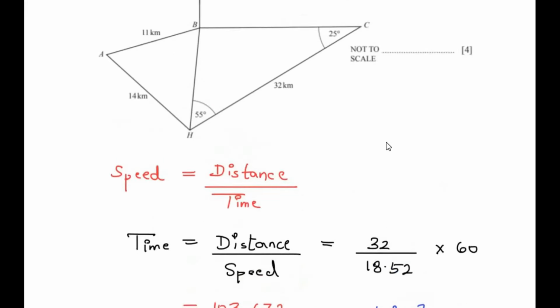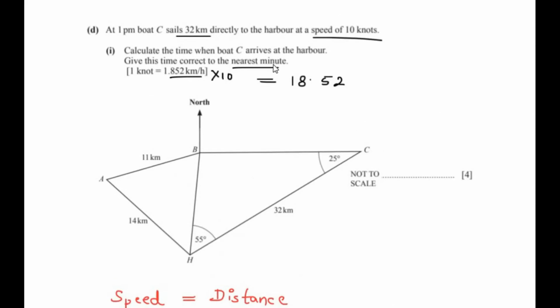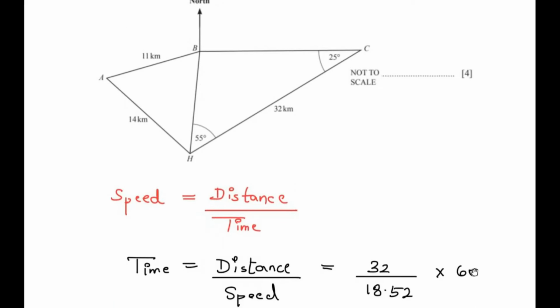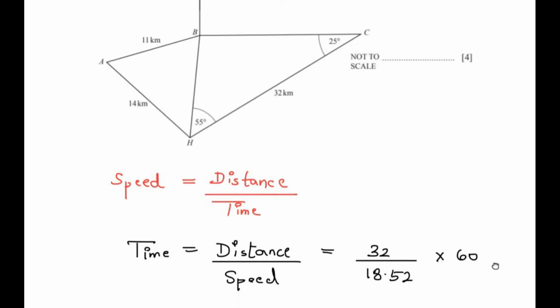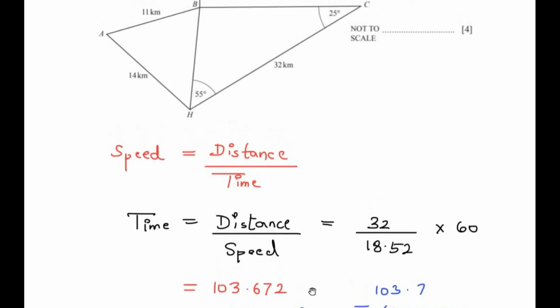Now since we have to convert it into the nearest minute and the speed is given in hours, we have to just multiply this fraction by 60. That is converting these hours into minutes. Now this will give us the value as 103.672. Now this is the total number of minutes. Now here we need to find out how many hours are there and how many minutes are there in this given number. Remember, this is in minutes.